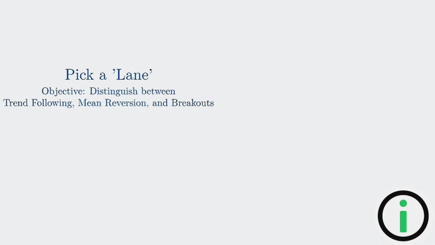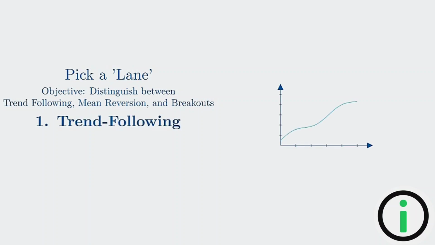Before you can build your rules, you must pick a lane. You cannot be all things to all market conditions. Our learning objective today is to distinguish between trend following, mean reversion, and breakout philosophies. Trading strategies generally fall into one of 3 philosophies. The first is trend following. The philosophy here is that an object in motion tends to stay in motion. You thrive in trending markets but suffer death by 1,000 cuts during sideways, choppy ranges.